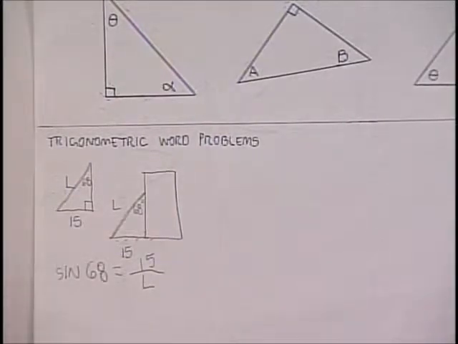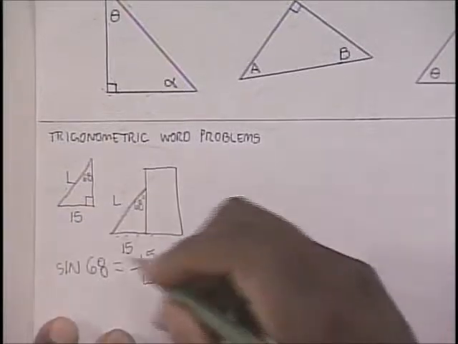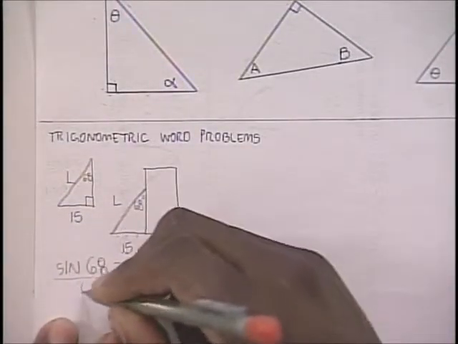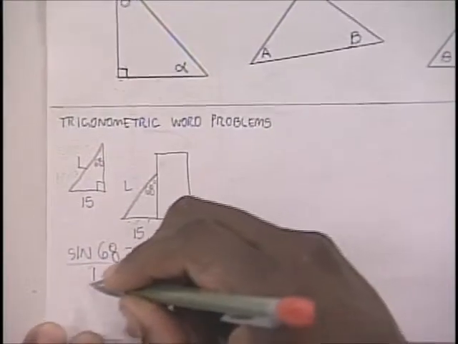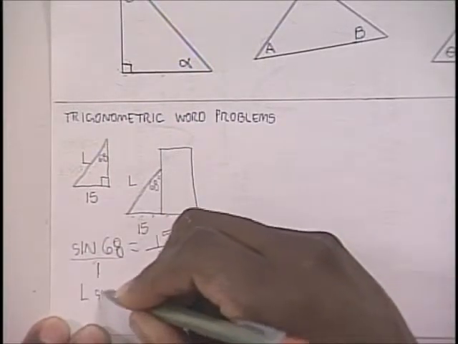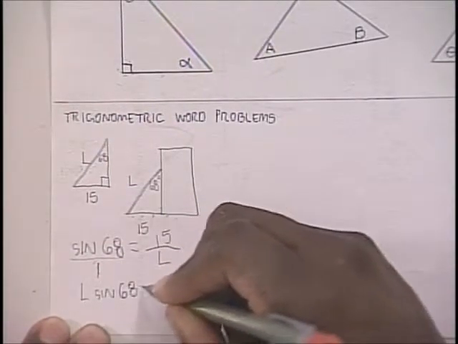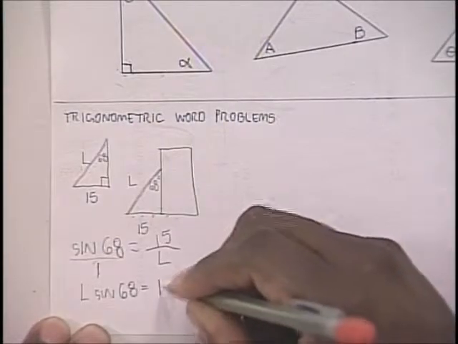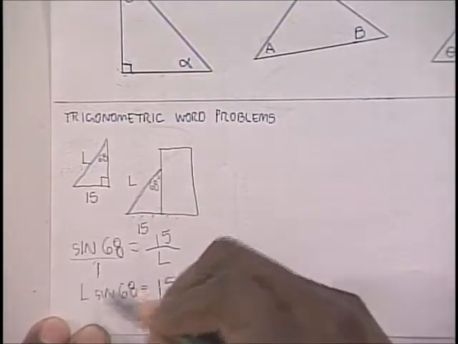Now, as we put this in a calculator, we've got to remember that we are in degree mode. So you go to mode, make sure you're in degree mode. Now we're going to cross multiply here. We end up with L times the sine of 68 is equal to 15. So now you're solving for L.